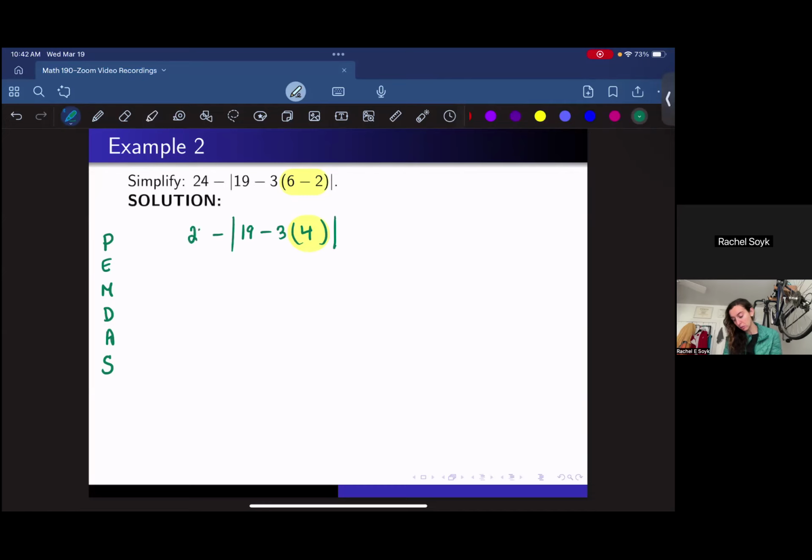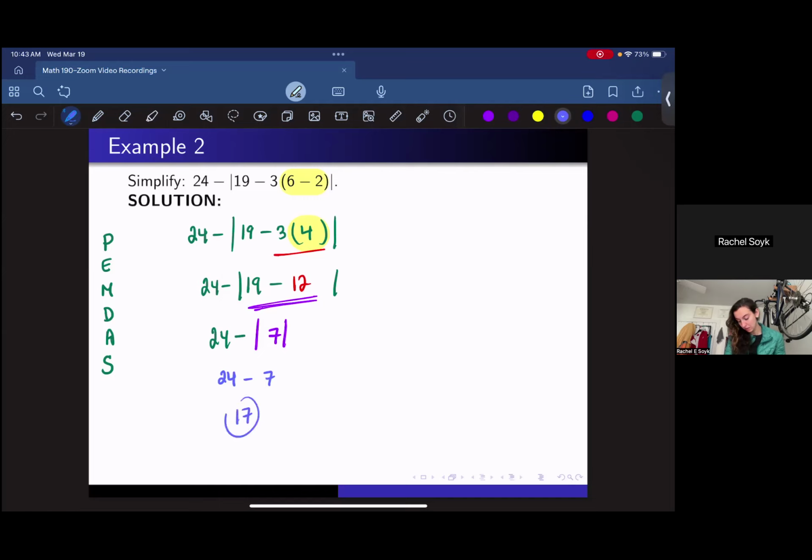We're going to continue with the groupings. Let's take care of everything inside here. 3 times 4 gives you your 12. So now we're looking at 24 minus the absolute value of 19 minus 12. And we have 19 minus 12 gives us 7. The absolute value of 7 is just positive 7. And so 24 minus 7 just gives us 17 as our final result. And we're done.